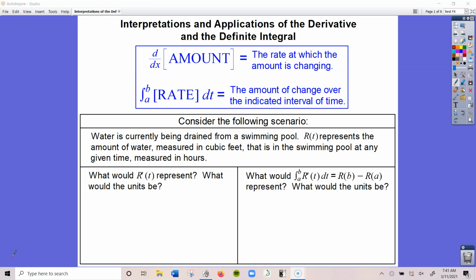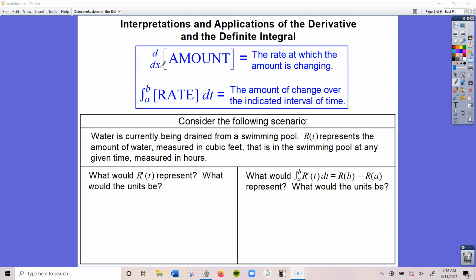Hey guys, today we're going to look at interpretations and applications of the derivative and the definite integral. We're going to do both here because most FRQs are not solely based on derivatives or solely based on integrals, but actually a combination of both. And we need to be able to understand how both come into play in these FRQs.